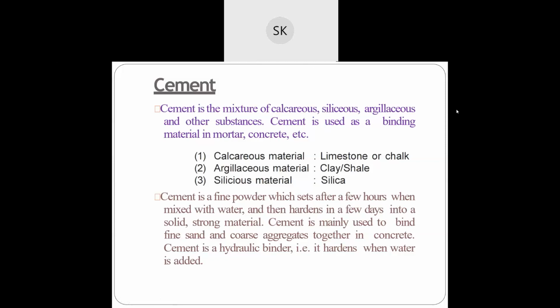So basically, cement is a mixture of calcareous, siliceous, argillaceous, and other substances. It is used as a binding material in mortar or concrete. Calcareous material is derived from limestone or chalk. Argillaceous material is clay and shale, and siliceous material is silica. It is a fine powder which sets after a few hours when mixed with water and then hardens in a few days into a solid strong material. It is mainly used to bind fine sand and coarse aggregates together in concrete. So basically cement is used in concrete.